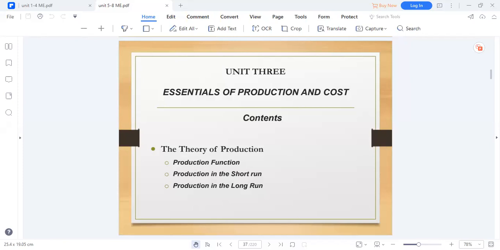Today we'll discuss a concept on production theory, the essentials of production theory. So when we're discussing this issue in production theory, we're going to look at aspects of the inputs that are involved in production.